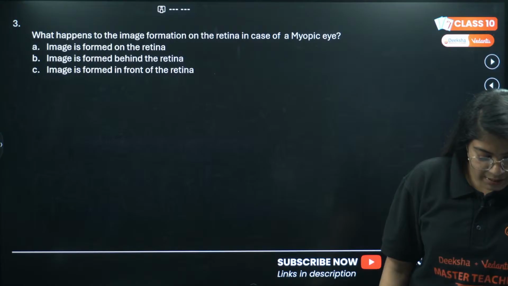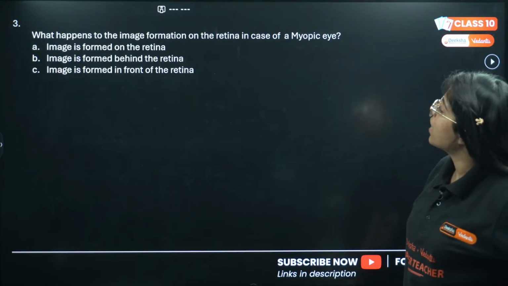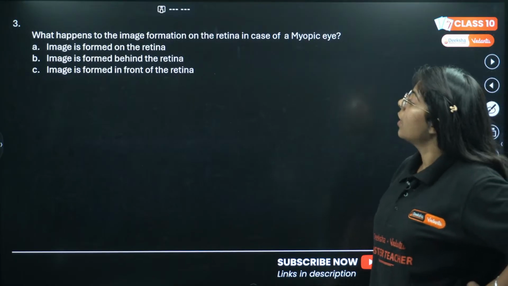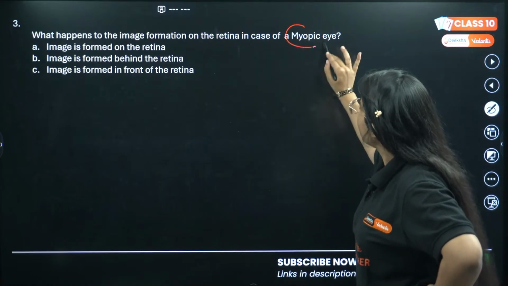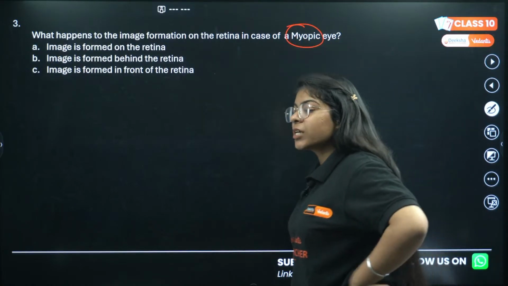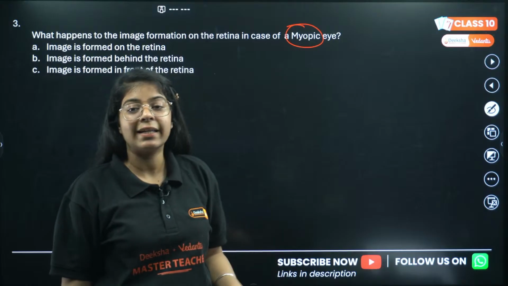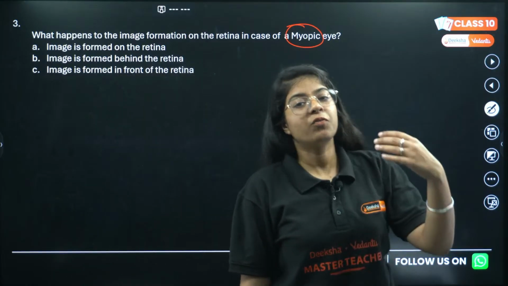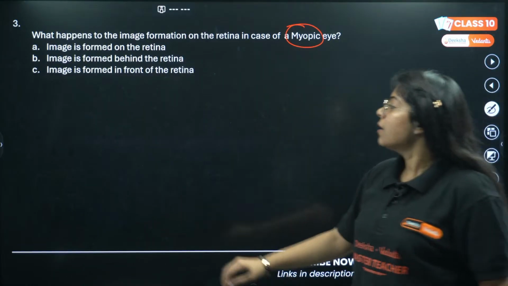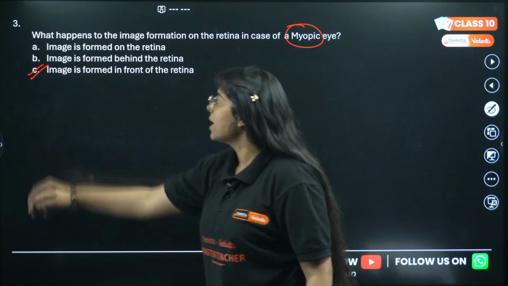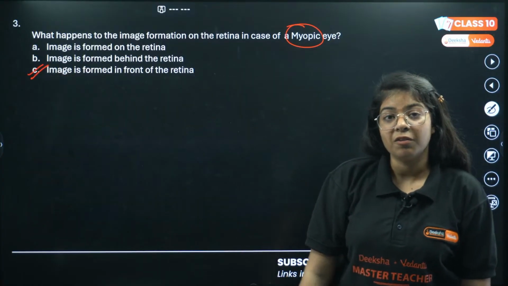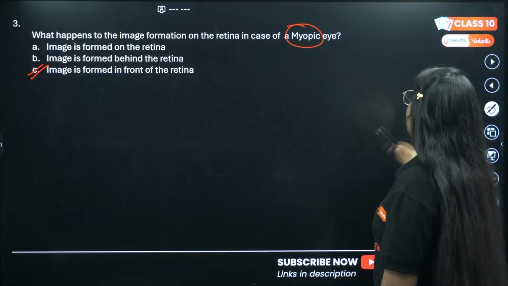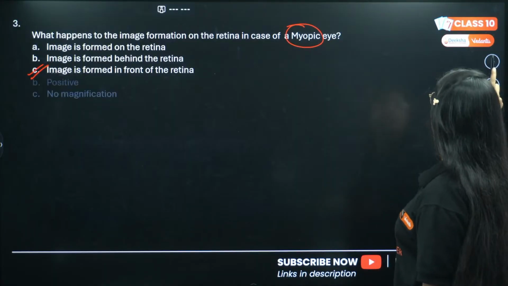Okay, everyone is saying C. We have one B answer. Yes, in case of a myopic eye, the image is definitely not formed on the retina. The image is formed in front of the retina. So answer C is correct. The image is formed in front of the retina. Okay, moving on to the fourth question.